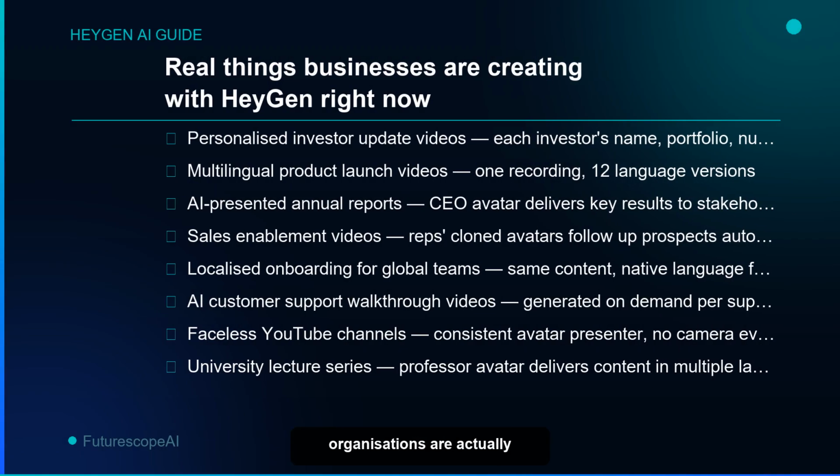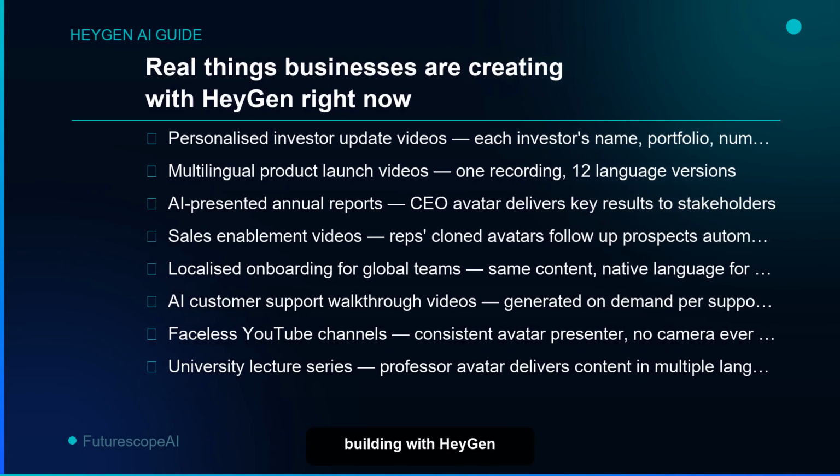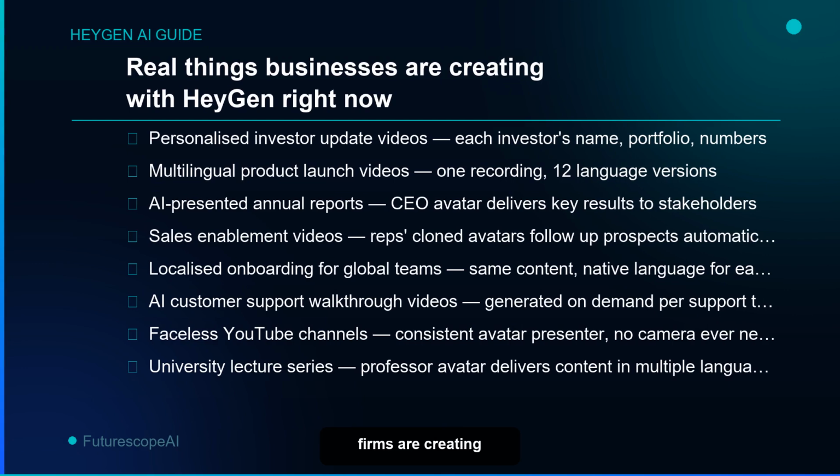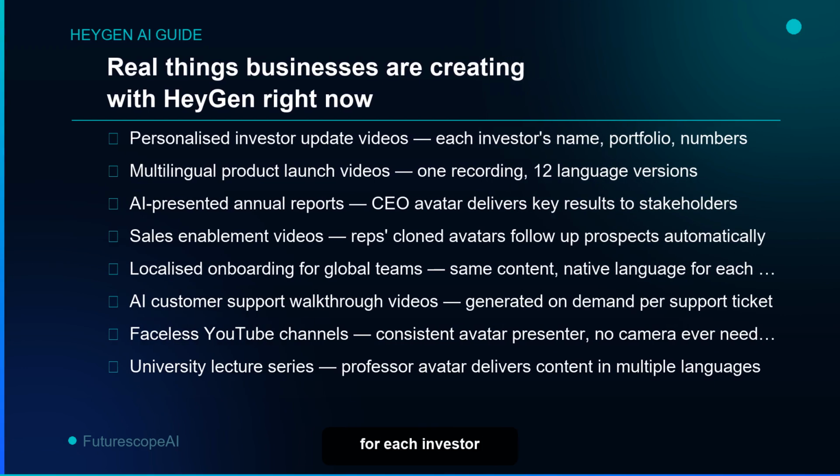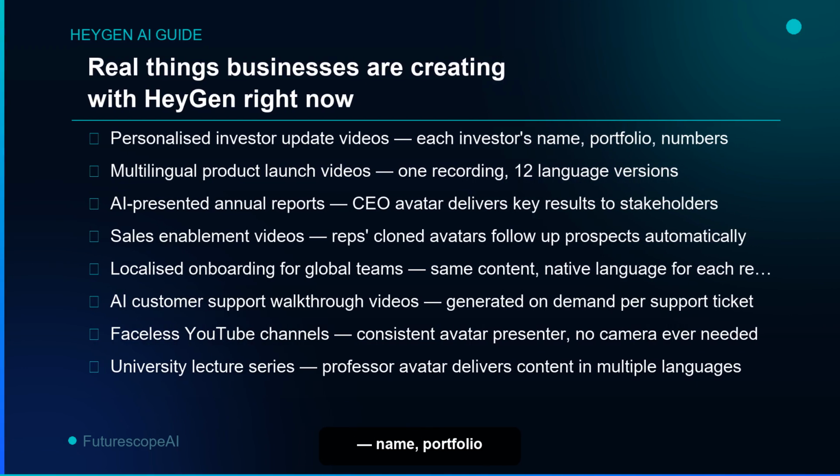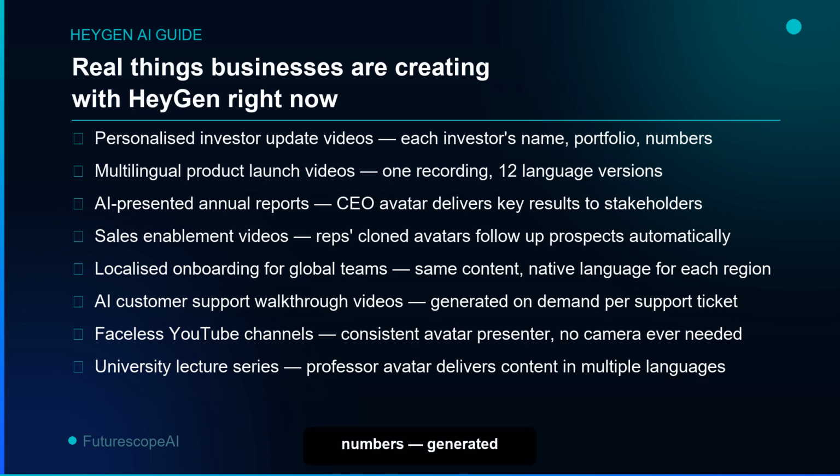Here is what organizations are actually building with HeyGen right now. Investment firms are creating personalized video updates for each investor, name, portfolio performance, and key numbers generated automatically from CRM data. Product teams are recording one launch video and generating 12 language versions with lip sync in the same afternoon. Executives are delivering key results to stakeholders via their cloned AI avatar without a single camera session.